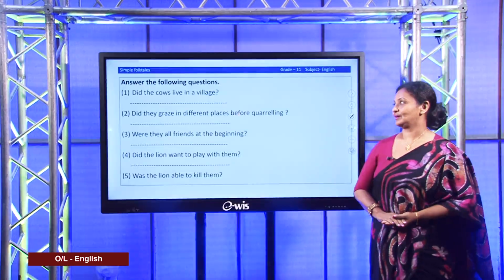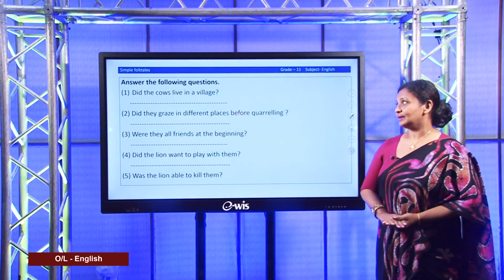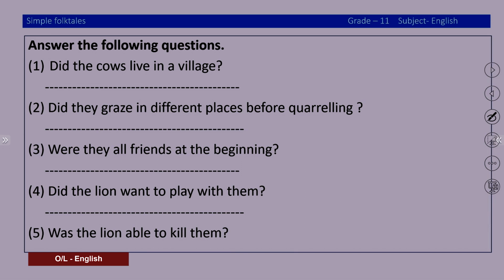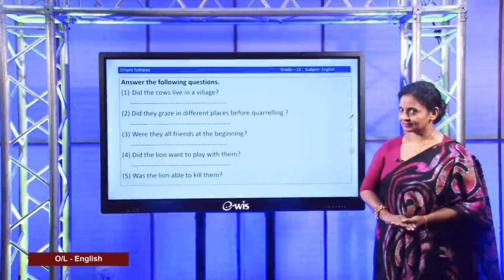Okay, children, now look at the questions. Question number 1. Did the cows live in a village? Question number 2. Did they graze in different places before cuddling? Question number 3. Were they all friends at the beginning? Question number 4. Did the lion want to play with them? Question number 5. Was the lion able to kill them?